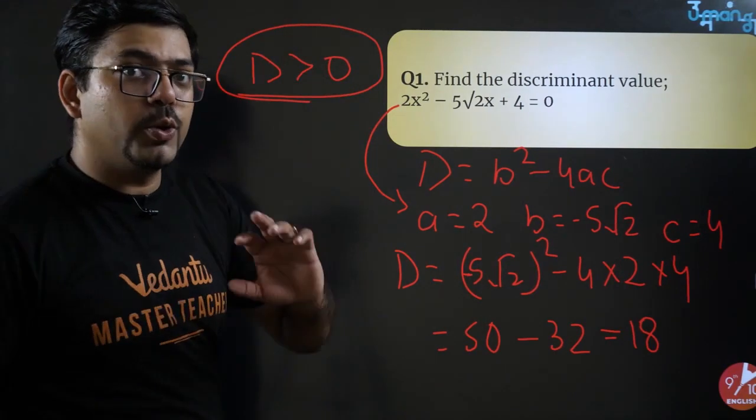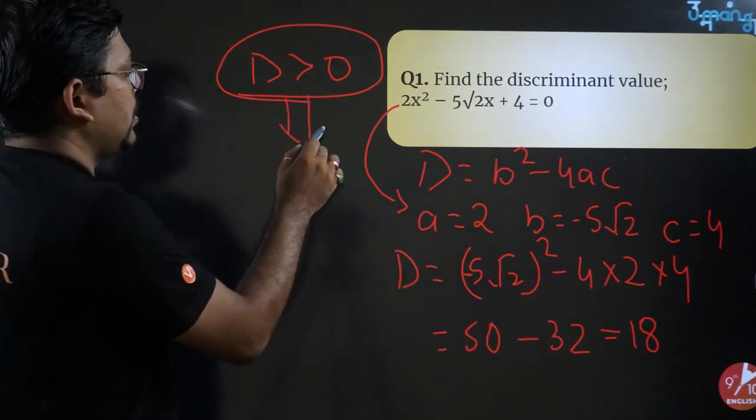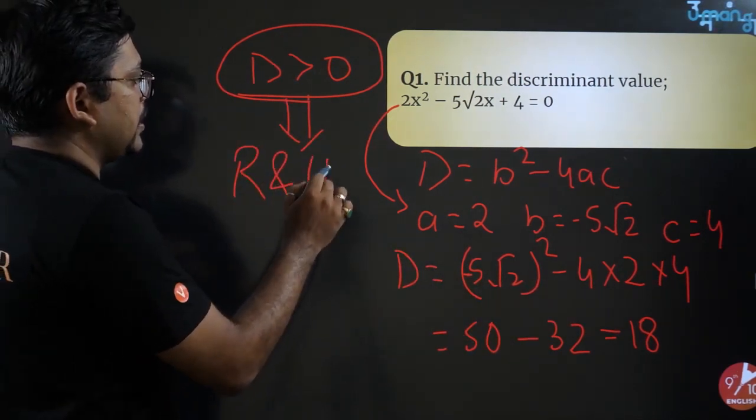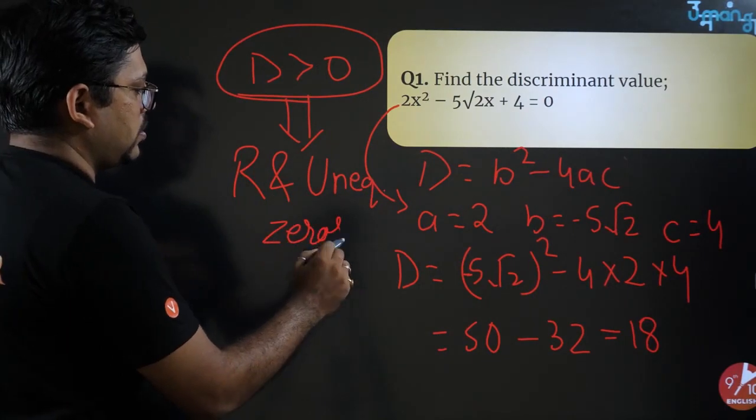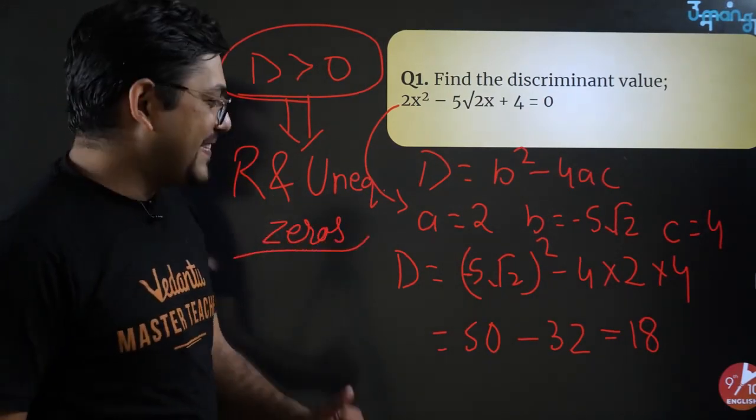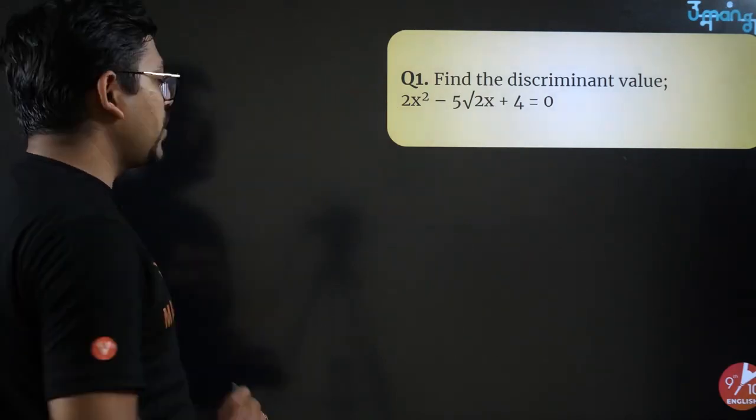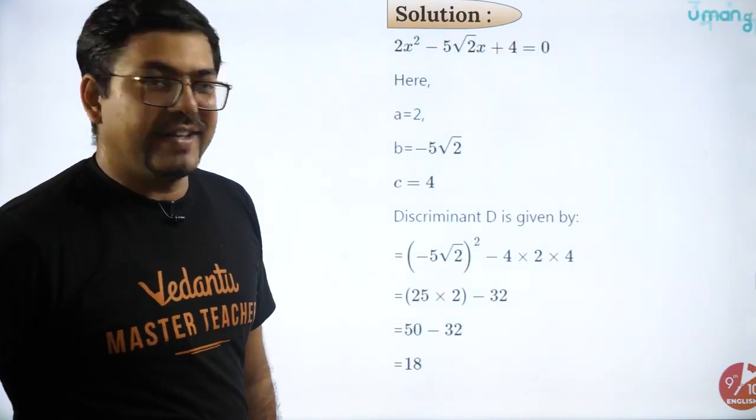I'm understanding that, probably you are understanding it. D positive. D greater than 0 means what? Real and unequal zeros. I hope you might be understanding that. Are you? Chalo. If you are understanding, that's great. Here we move on. So d is 18 and we got the answer. Okay, chalo, let's move on.